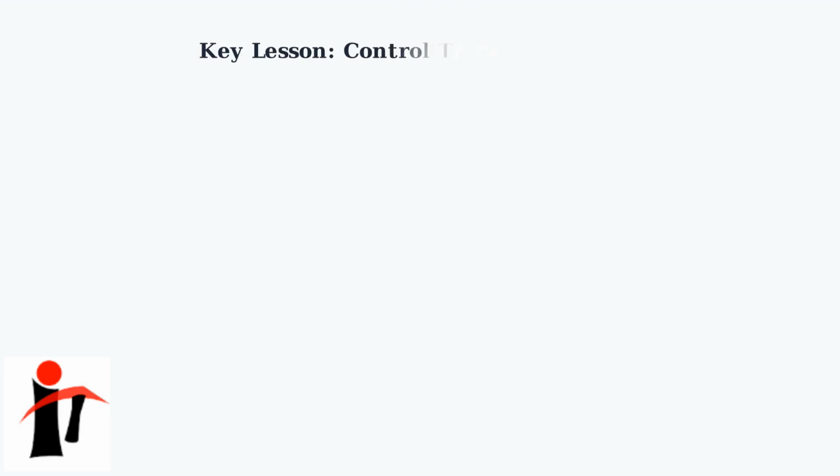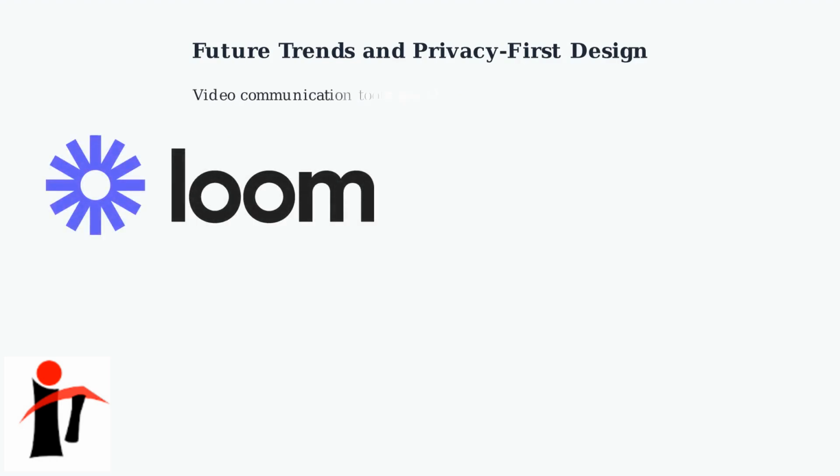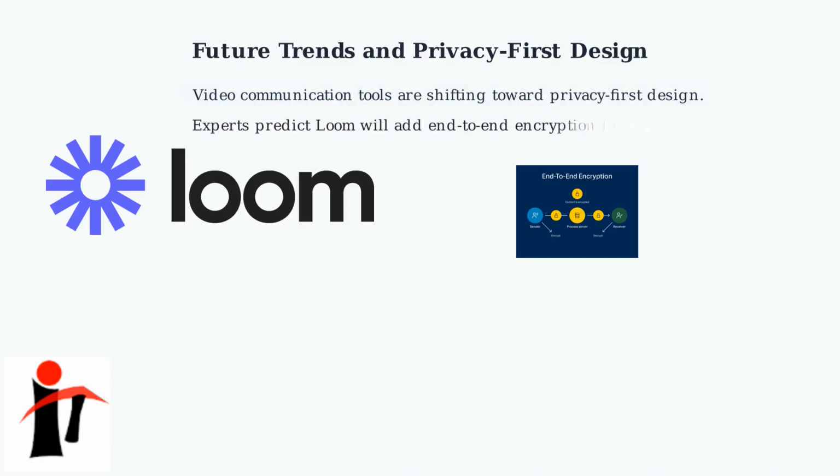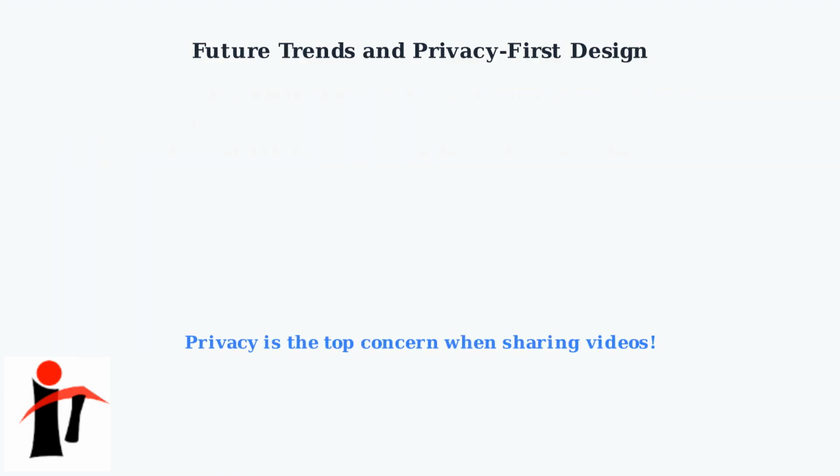These examples demonstrate how improper transcript access control in Loom can lead to significant harm, from legal battles to privacy violations. They underscore the critical importance of managing sharing settings and disabling transcripts when confidentiality matters. The trend in video communication tools is shifting towards privacy-first design. Experts predict future Loom updates will include end-to-end encryption for transcripts and potentially integrate blockchain for immutable privacy logs. By staying informed and proactively managing your transcript settings, you can ensure your Loom videos remain private and secure. Privacy should be the #1 concern when it comes to sharing your video.